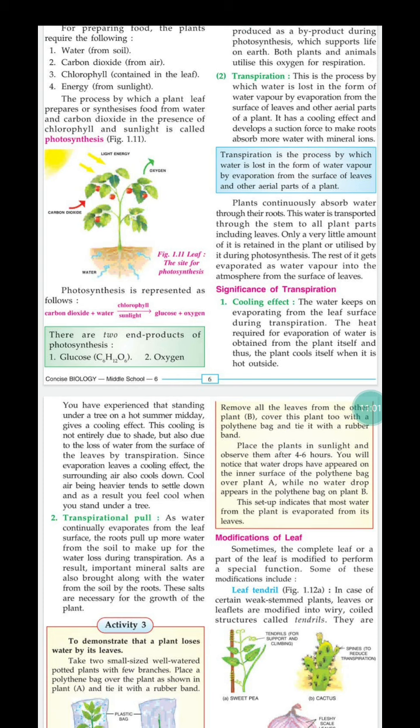And the second use of it is transpirational pull. Children, in the overhead water tank we use water. As soon as we use water, the tank gets emptied. Again we switch on the motor to fill the tank, isn't it? In the same way, in plants also there is a pull called transpiration pull. Here we switch on the motor; here there is no need to switch on the motor. There is an extra power called transpiration pull.